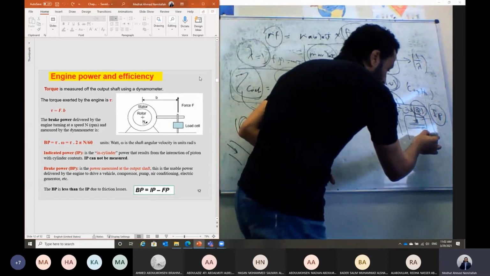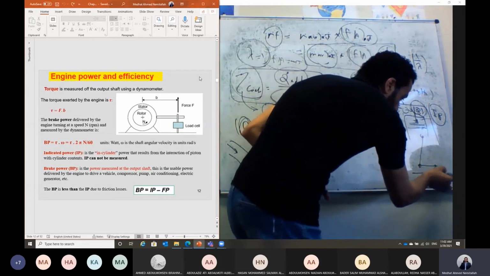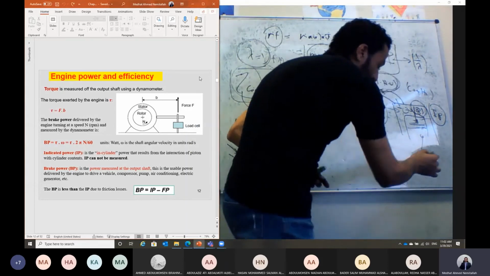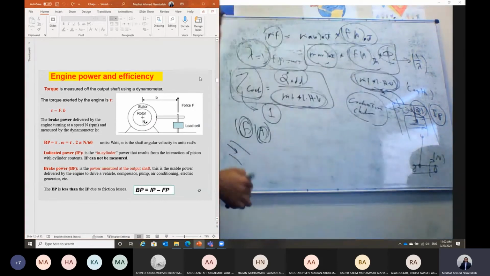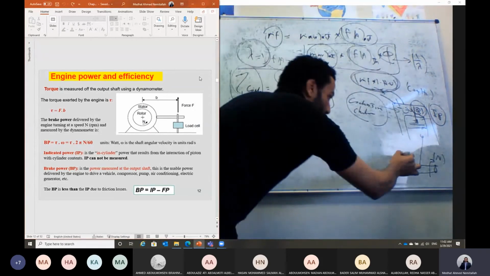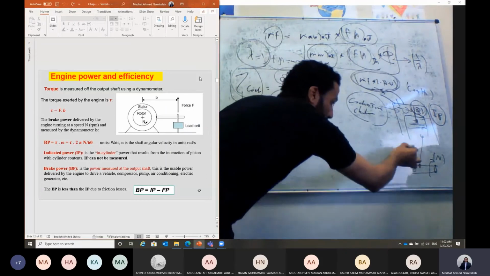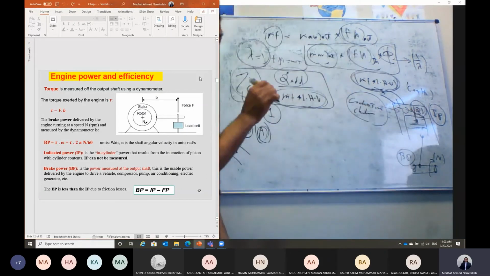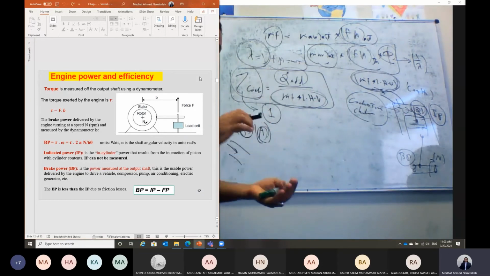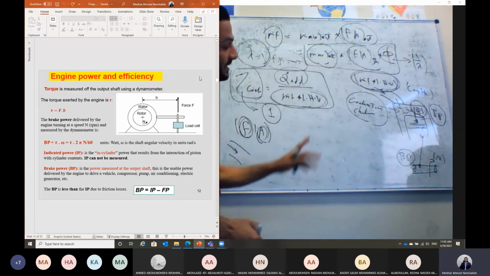And this piston is connected through a connecting rod to the crankshaft, which should be running at a given RPM. The power that we get, Shabab, from the crankshaft, we call it the brake power. So the indicated power is the mechanical power that moves the piston inside the cylinder. We call it the indicated power.